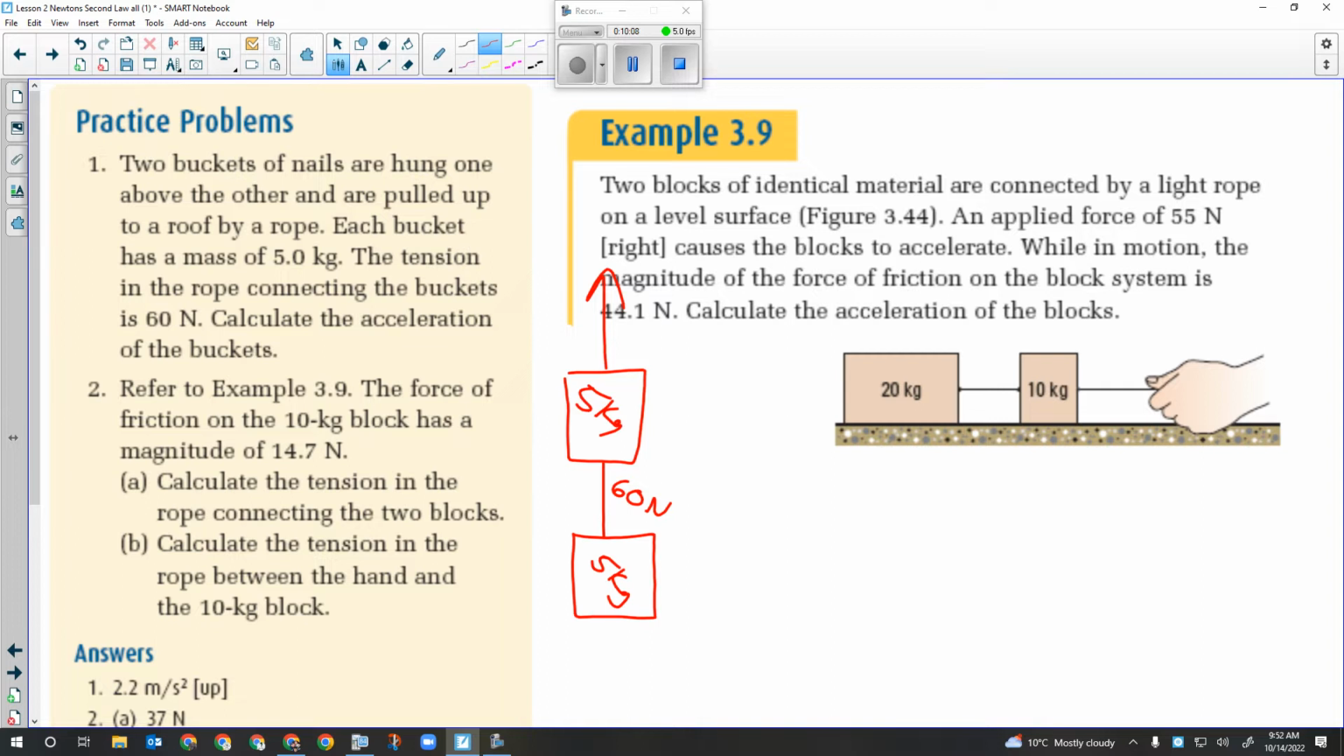Okay, how much information do I have about the top bucket? The mass. I have the mass, and that's it. And I can calculate the force of gravity acting down on the top bucket if I wanted to, but that doesn't really help me. I don't have much information about the top bucket. So I'm going to get rid of the top bucket, and I'm going to treat this as though there's only the bottom bucket. Okay, and I'm going to go 5 times 9.81, and that's going to be 49.05 newtons. Okay, so there's my force of gravity, and there's my upward force on the bottom bucket. Can I calculate the net force on the bottom bucket?